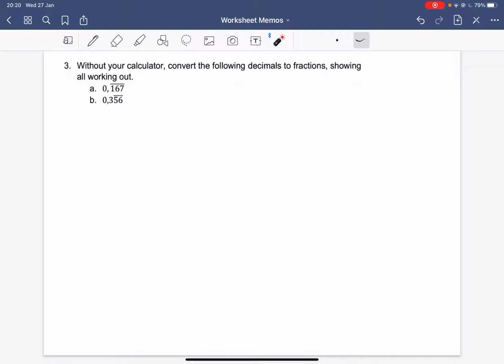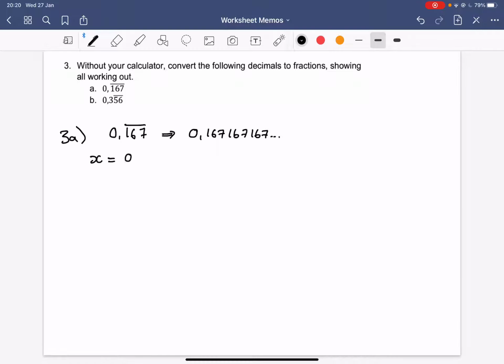Okay, without your calculator, convert the following decimals to fractions, showing all working out. The key here is to know which values are repeating and which aren't. So for number 3a, you have 0.167, and there's a line over all three values, which means that all three values are repeating. So we can write this as 0.167167. Now, you'll remember that our procedure for this is to first make x equal to our initial expression.